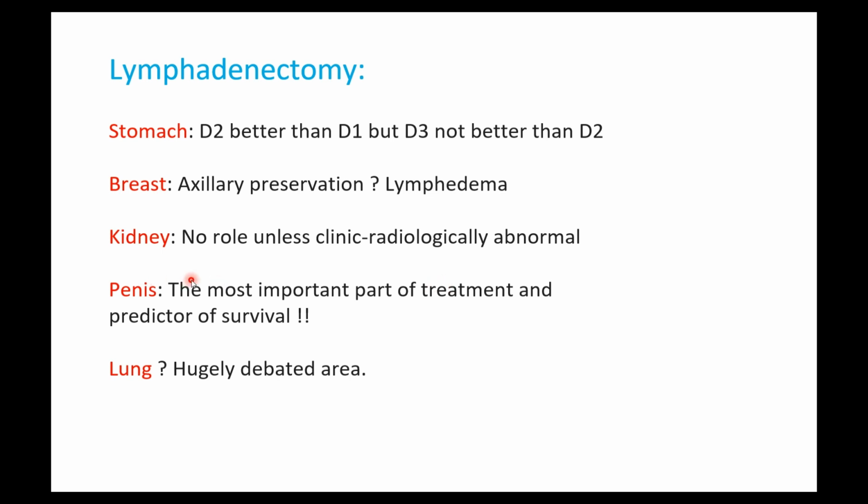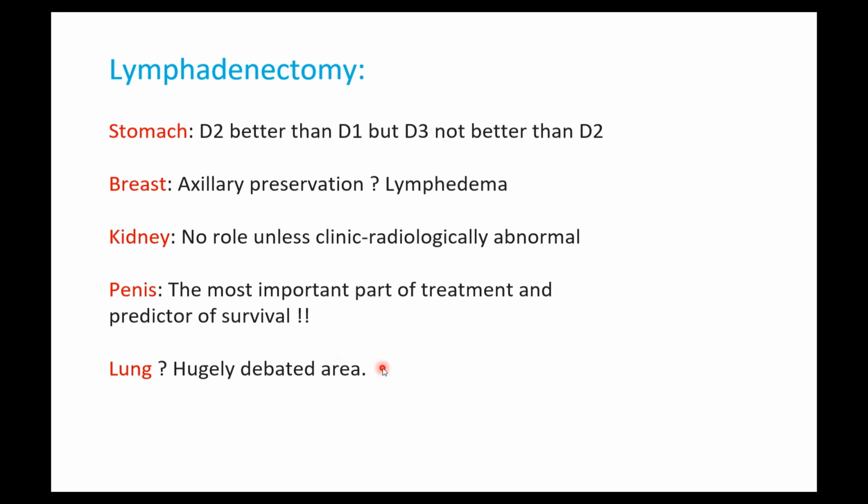In kidney, for example, unless clinico-radiologically abnormal enlarged lymph nodes are there, there is no role for performing a lymphadenectomy. Only radical nephrectomy is the standard of care. This was also proved in the Gershman trial. Whereas in penis, the most important part of the treatment and the most important predictor of survival is how we achieve control in the lymph nodes. If we fail in the lymph nodes, the patient will have distant metastasis and a poorer survival. So we have to be very aggressive about management of lymph nodes in CA penis.